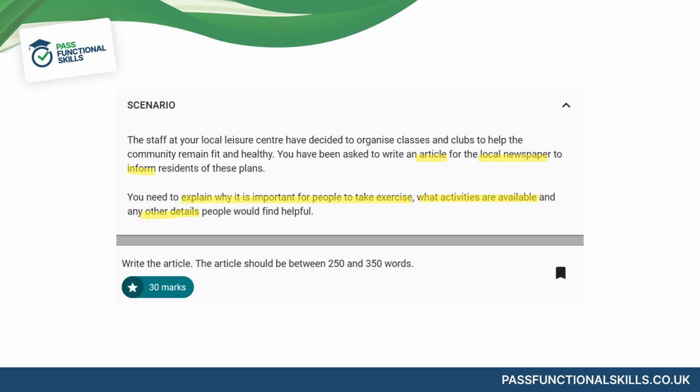Write the article. The article should be between 250 and 350 words.